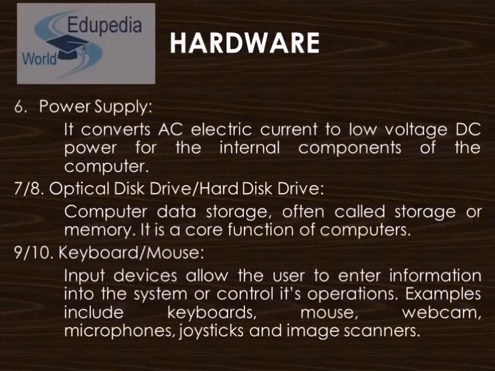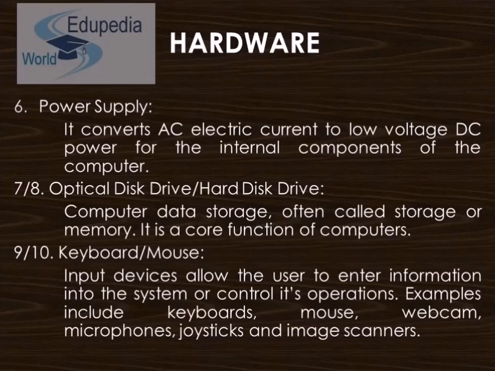At number 6 we have the power supply, which converts the alternating electric current to low voltage direct current power for the internal components of the computer. At number 7 and 8 we have optical disk drives or hard disk drives, which simply are the computer data storage, often called storage or memory, and it is the core function of computers. The more memory we have, the more efficiency we have for our computer systems.